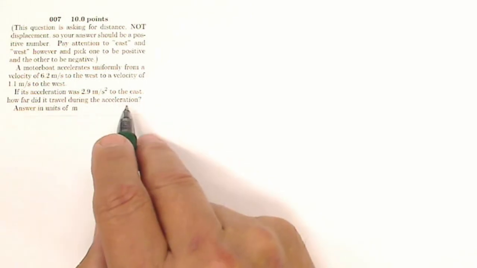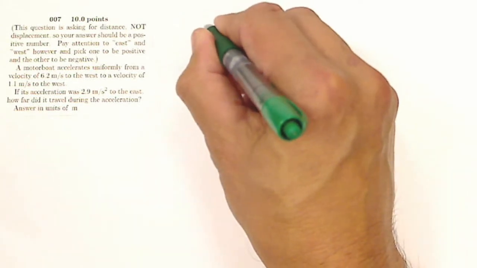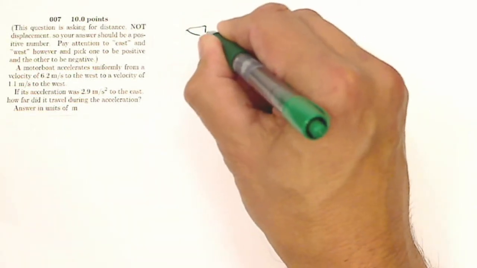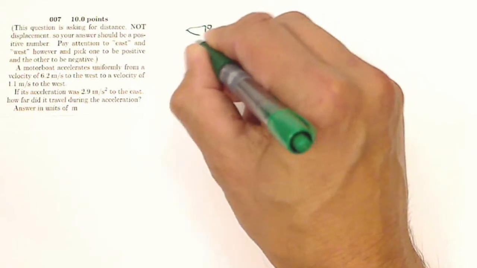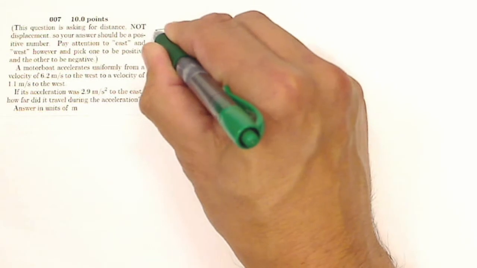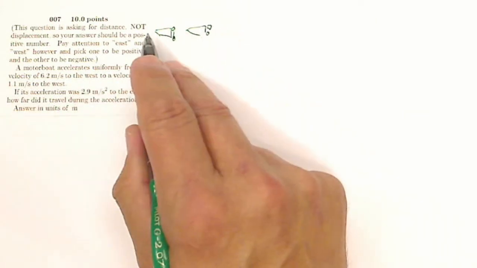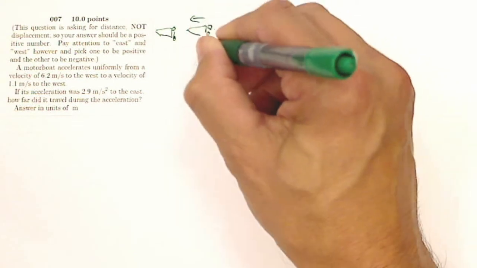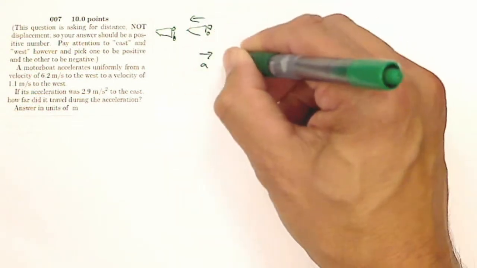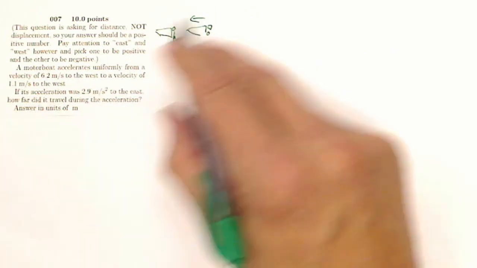So what's interesting here is that this motorboat is starting off going to the west. Here's my motorboat. And then later on, it's still going to the west. So as time passes, it's moving over here to the west. And it's going to accelerate as it goes, but it's going to accelerate to the east. If it's moving with a velocity to the west and it accelerates to the east, then it's going to slow down as it goes, which makes a little bit of sense here.